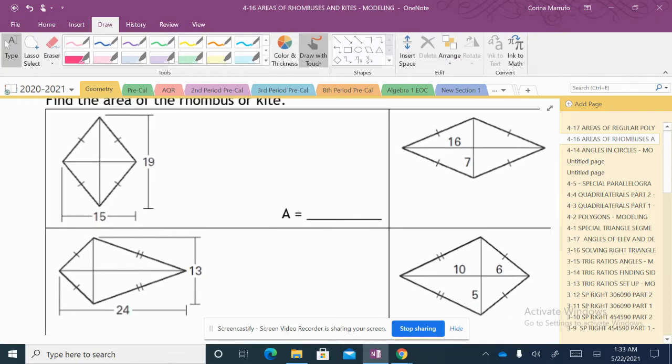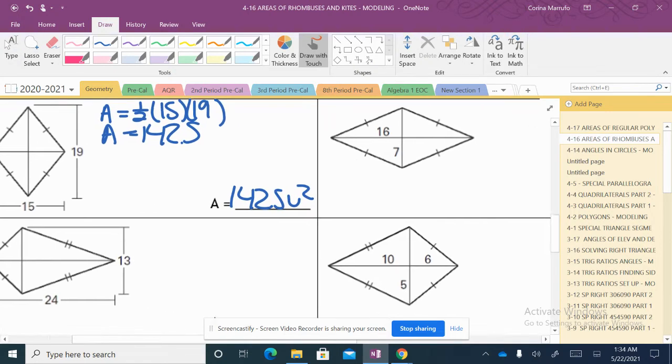So on here this is 15 and this is 19. So we're going to go ahead and multiply: the area equals 1/2 of 15 times 19. Okay. And then from there we're going to go ahead and punch that in our calculators. That gives us 285. We can get half of that, and that gives me area equals 142.5. It didn't give me units, so I'm just going to put U squared.